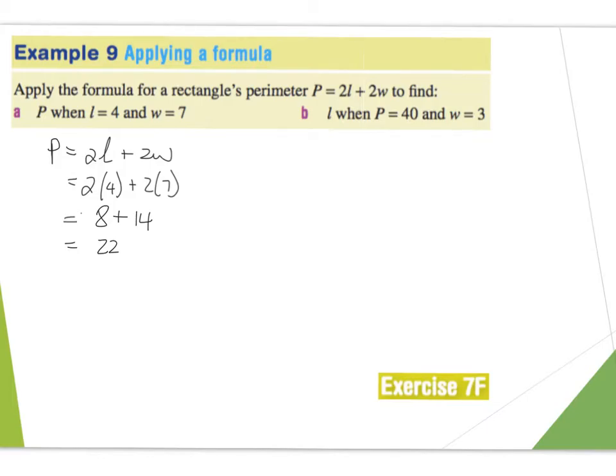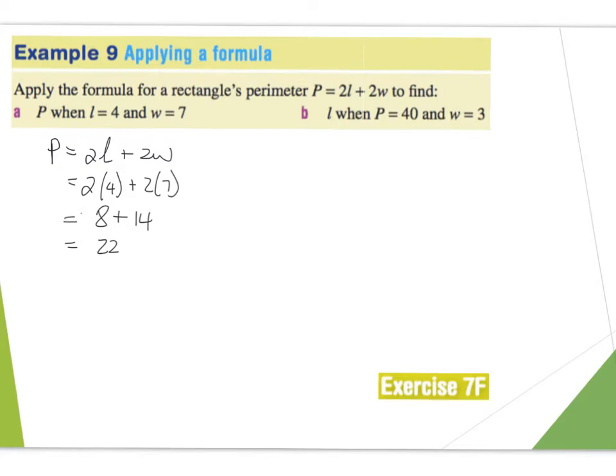When, however, they give us in the B part, they ask us to calculate L when P is something. Now, there's two different ways of doing it. I'm going to show you both, and whatever method you prefer is the one that you can use. When you get into some science classes, your teacher might ask you to first make, in this case, L the subject of the formula, or you can just substitute the values and then find L. Let's look at the first way. If we're just going to substitute, this is what it's going to look like.